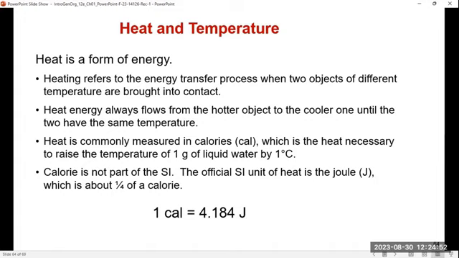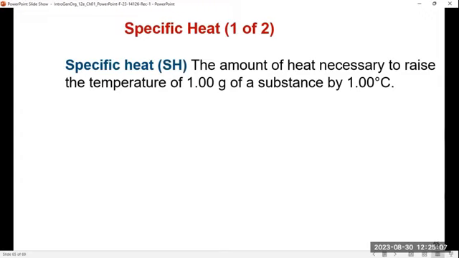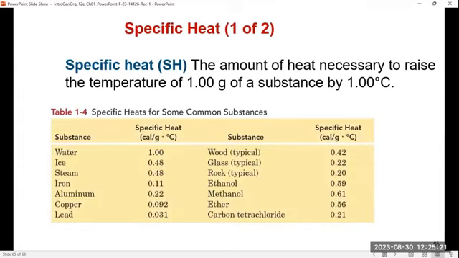The specific heat is the same as the specific heat of water: the amount of heat necessary to raise the temperature of 1 gram of water by 1 degree Celsius. Therefore, water has a specific heat of 1. Specific heat is characteristic of a compound. Water has the highest specific heat, 1. Ice is a little lower. Steam is the same as iron.